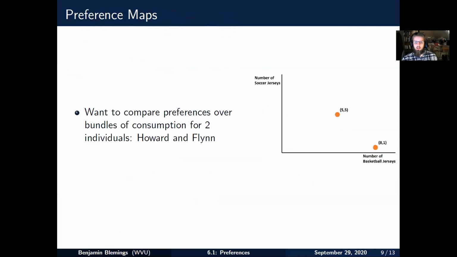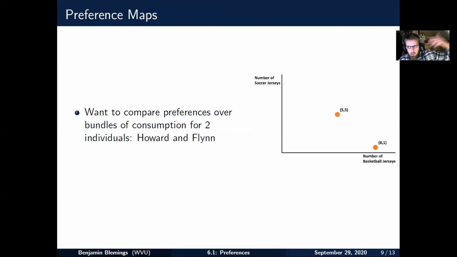The next thing you can do with these preference maps is compare preferences over bundles of consumption. We're going to do that with 2 different people. One is named Howard and one is named Flynn. Let's say we have a point here on our plane of goods, with the number consumed of both goods: good 1, soccer jerseys, and good 2, basketball jerseys. There's a point (5,5) where you have 5 basketball jerseys and 5 soccer jerseys, and a point (8,1) where you have 8 basketball jerseys and only 1 soccer jersey.